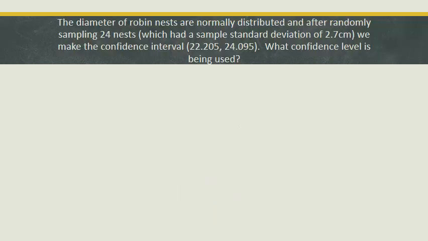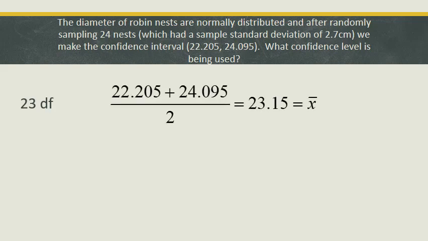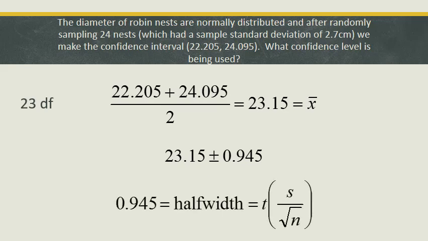Okay, in this question, we are given the confidence interval, and we need to figure out the confidence level. So first things first, there are 23 degrees of freedom since the sample size was given as 24. We need to find the center of the interval because that would be equal to the sample mean, or x bar. And that turns out to be 23.15. The confidence interval can then be written as x bar plus or minus the half width. And the half width is equal to t times s over root n.